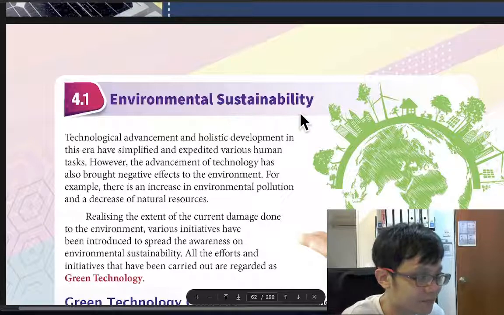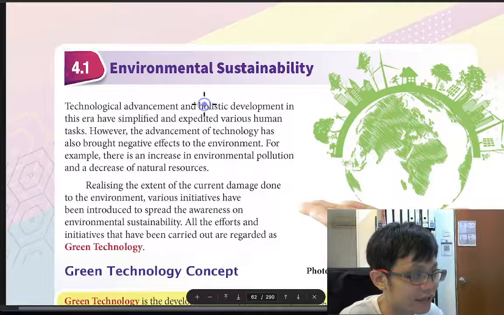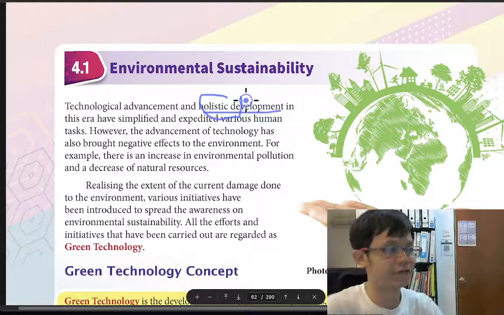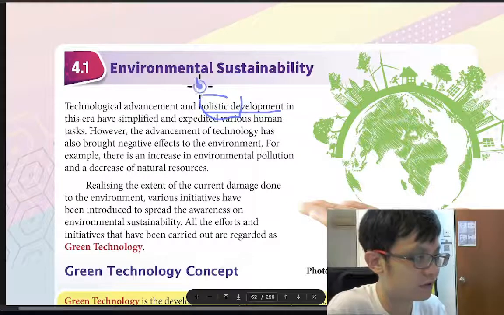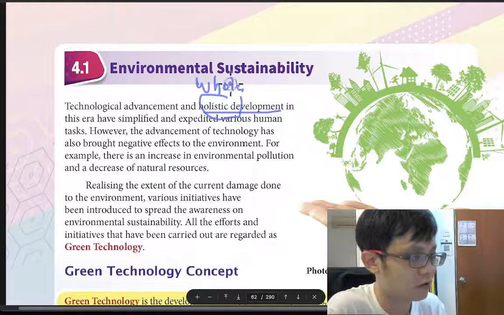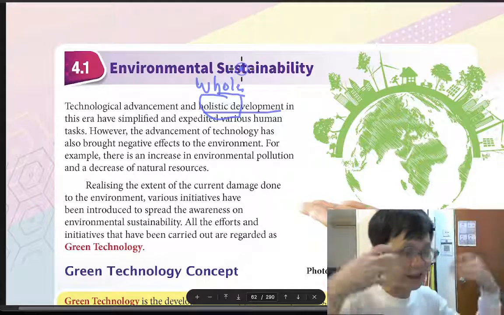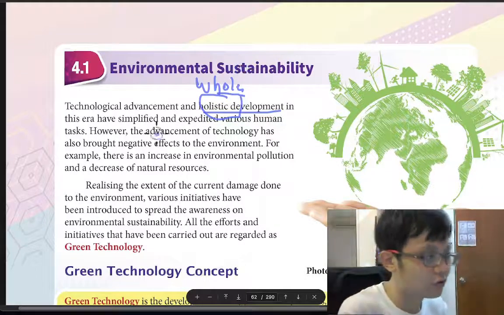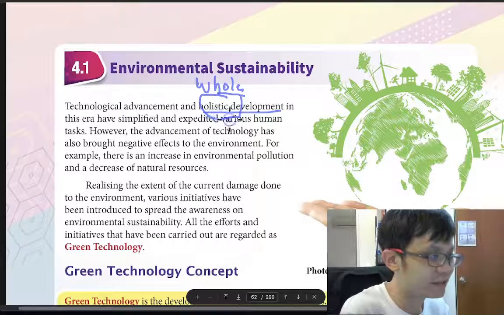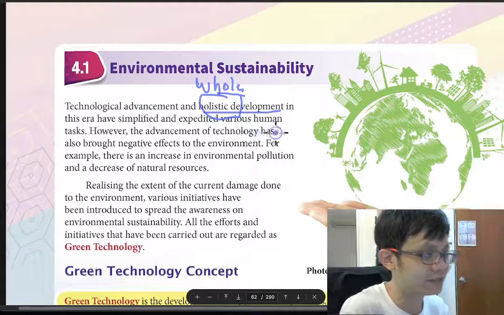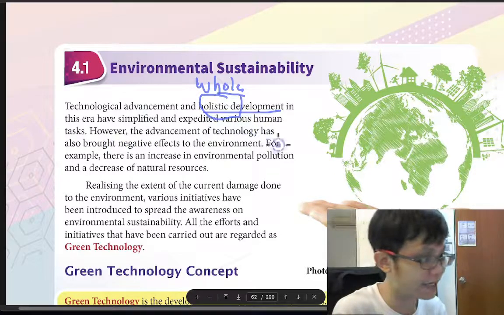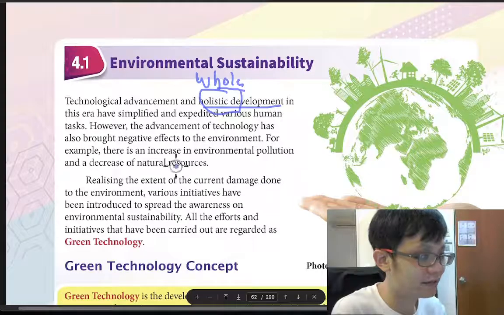Environmental sustainability. I'm not going to read this, but it's a holistic development. Holistic means whole, from the word whole. That's why it says holistic, like everything lah. Everything you must look to what? Temporary advancement and the holistic development to simplify various human tasks, means to do human tasks, and realizing.